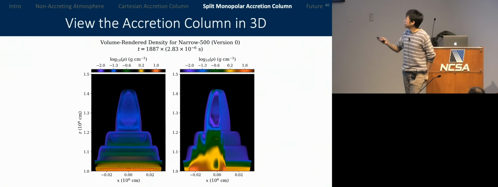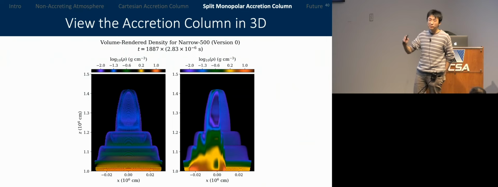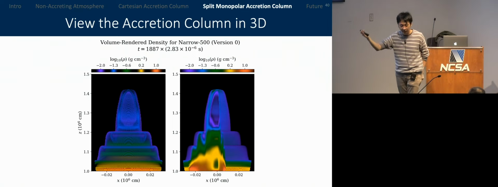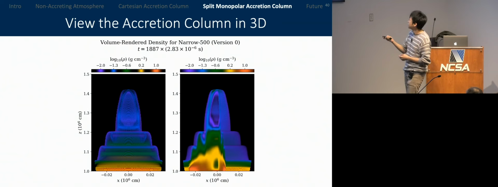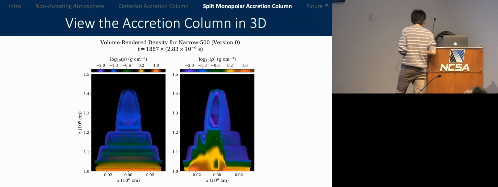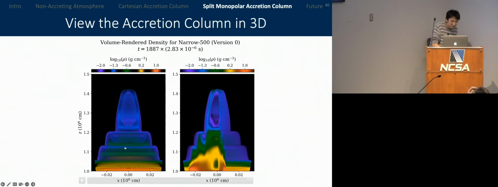OK, so this is just for fun. Because we have this axisymmetric thing, right? We really want to know, we see this finger shape keep propagating, but it's not a real finger shape, right? Because it's a 3D structure. So if you look at this, and I have to click this.